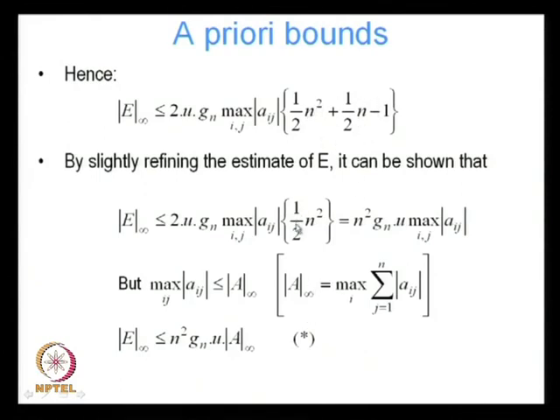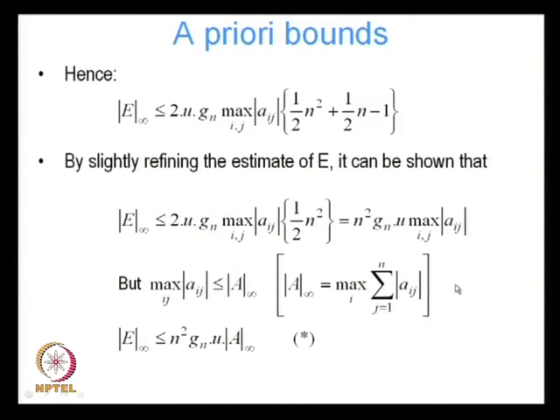It can be shown that we can write it like this, and then the 2 cancels out, and we get n squared g_n u times the maximum over i, j of the mod of a_ij. But the maximum of the mod of a_ij is less than or equal to the infinity norm of my original coefficient matrix. Why?